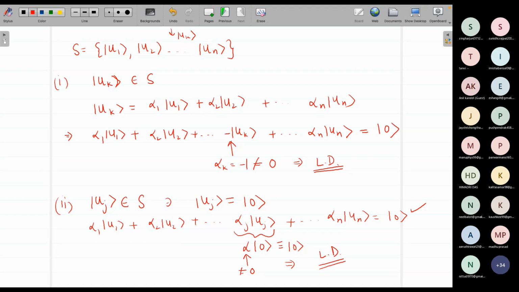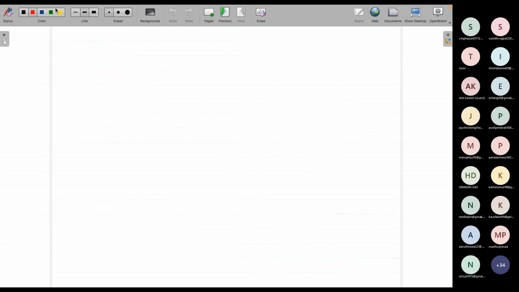So of course, it is a linearly dependent set. Whenever you see a 0 vector, figure out that this is not going to be a linearly independent set. Let me give you some more problems just to see how it goes. Let us consider two sets. One set is {U1, U2}, and another set is {U1, U2, U3}.